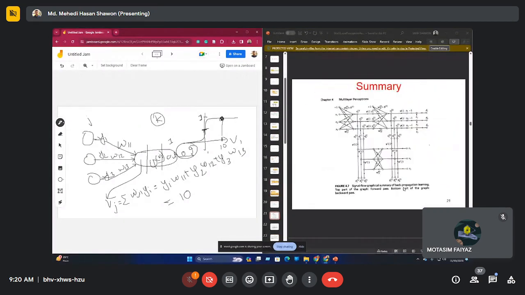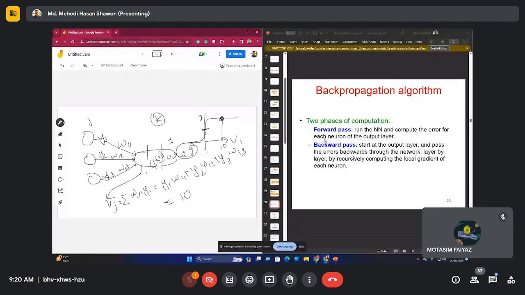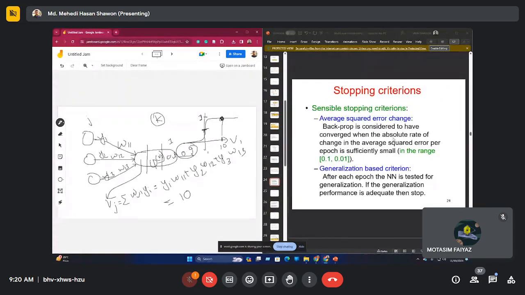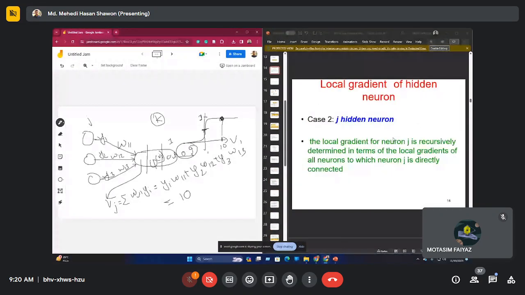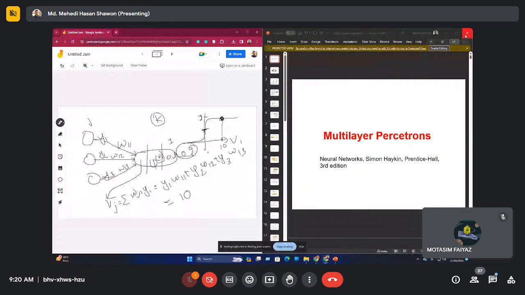All right. So we have two propagations: forward propagation and backward propagation. Forward propagation is to compute the neuron outputs. The backward propagation is to compute the error and to update the weights. So that's all about the multi-layer perceptron model. Do you understand, everyone?